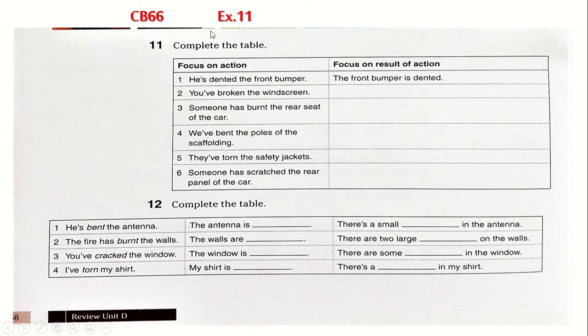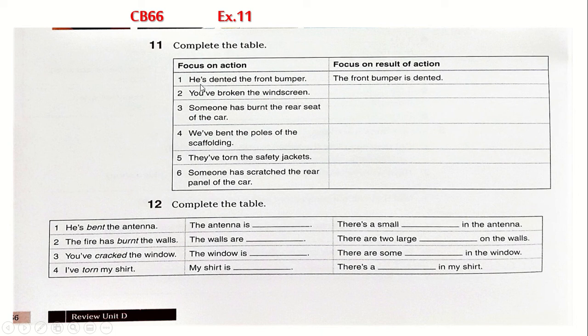Okay. First of all, let's go to the course book, page 66. We will do two exercises, exercise 11 and exercise 12. Let's look at exercise 11. Complete the table. Okay, we have two columns. Here on the left, focus on action. And we need to change the sentence to change the focus on the result of the action.